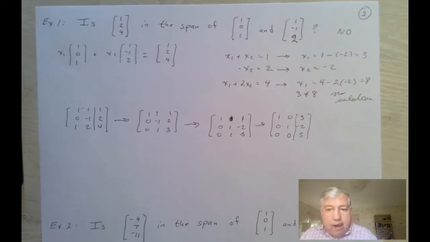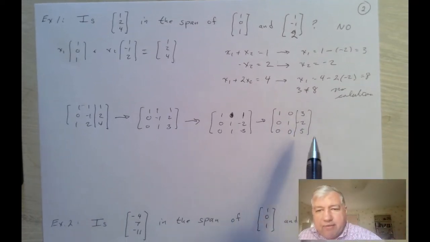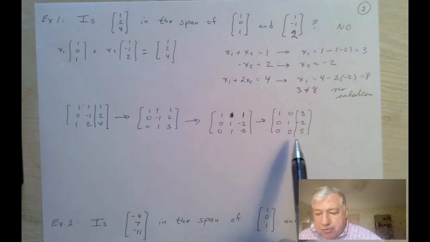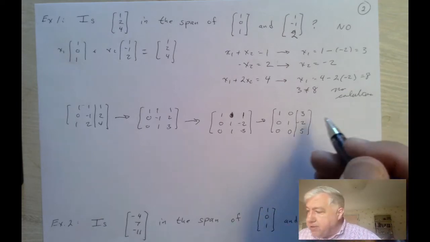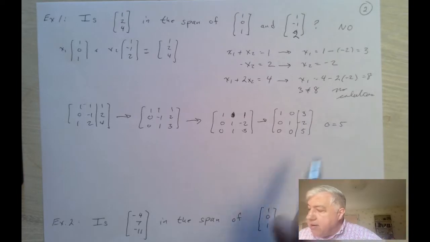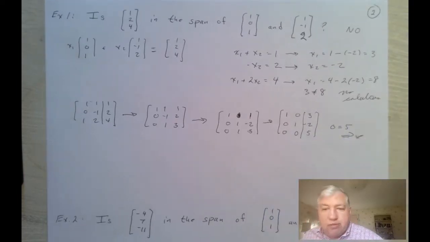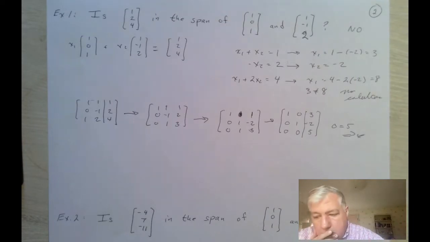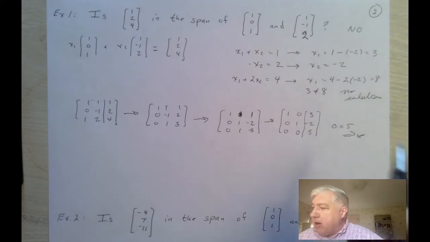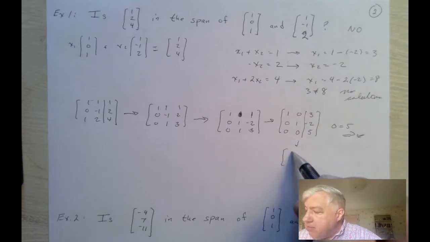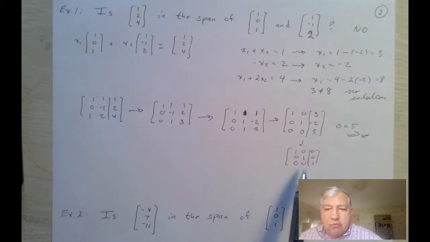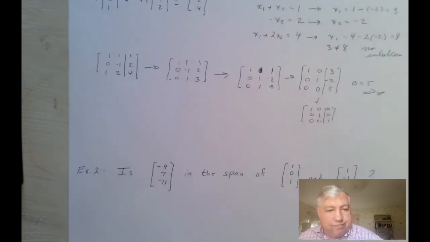As soon as we get down here, we don't even have to do anything else. We get that 0 is equal to 5, and that's a contradiction. So again, we get no solution. Although I will say that if we kept doing this, we would get the reduced row echelon form of this matrix would be this. So once again, we get no solution because 0 is not equal to 1.